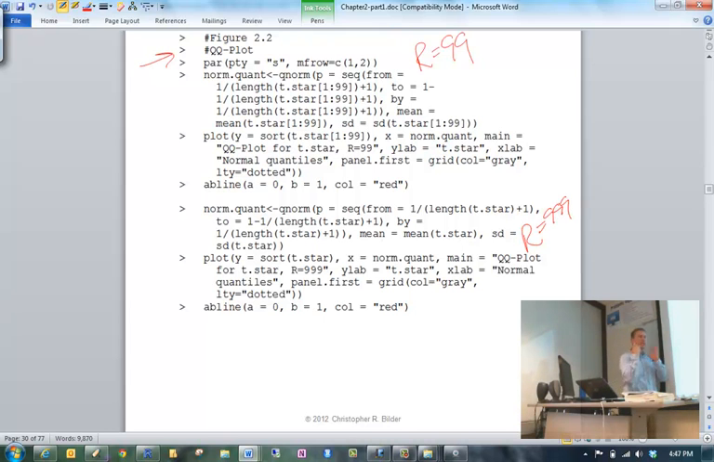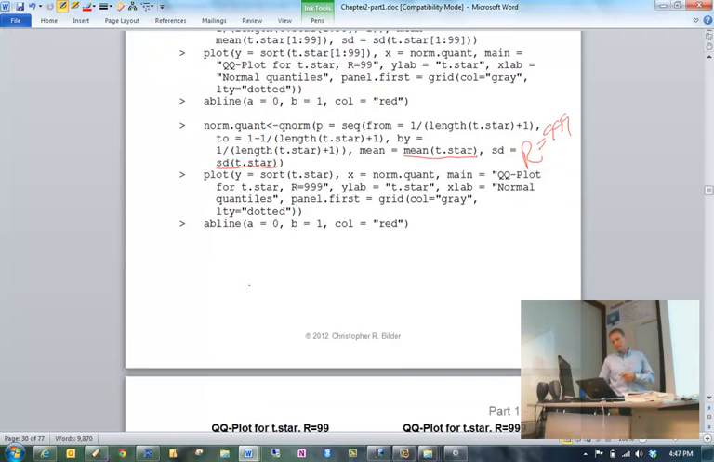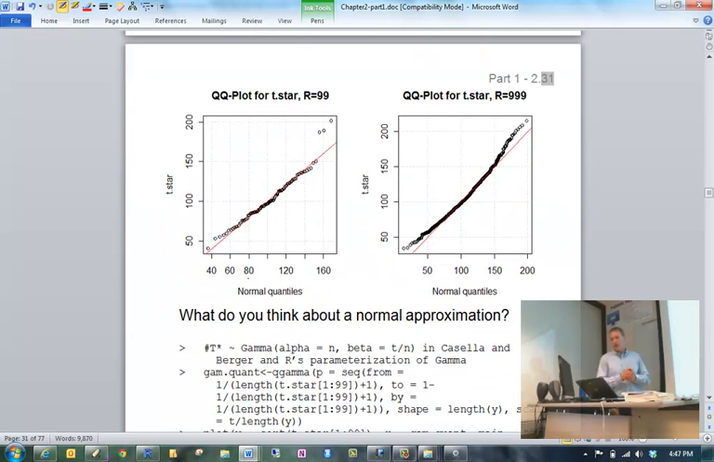The QQ plot's very similar to what I've done in the past, so I'm not going to go through all the code behind it. But do note that when I find these quantiles using a normal approximation, that normal approximation simply uses the mean of all the t stars and the standard deviation of all the t stars. So here are my QQ plots. Let's just focus on r equal 99. So if you saw that, what do you think of normality?